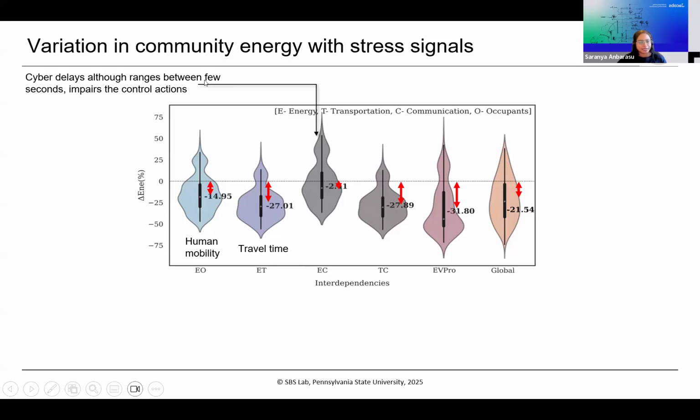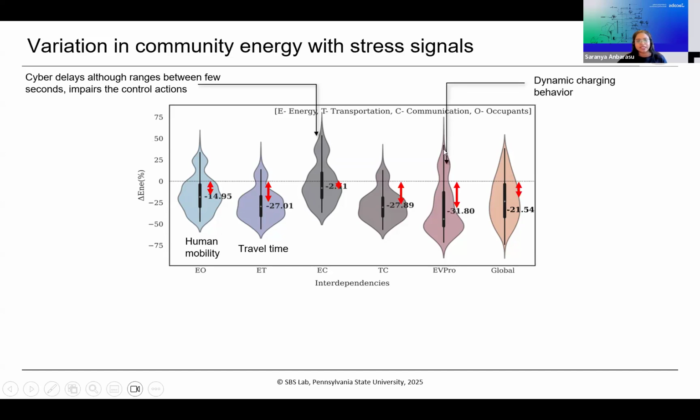But when we looked at the cyber delays, which are delays in the control signals reaching the controllers, although it had about a 2% mean variation, it had a larger variance. So it means that sometimes it just doesn't put the controller in a position to take the right decision. There's a lot of controller impairment happening in the simulations. That's why we were seeing a larger variance in energy consumption.